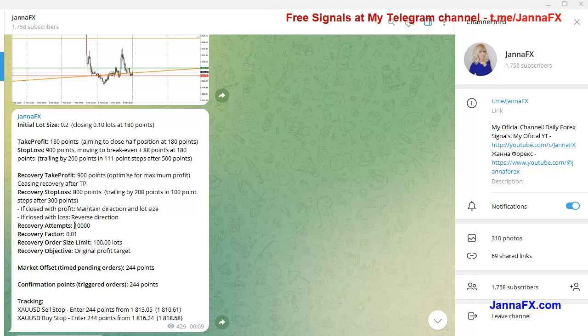Recovery attempts is how many times you want it to be recovered. I put a bigger number because it can do as many recoveries as it wants. Because even when it closes a few positions with profit, when it opens a new one, it still counts as a recovery attempt. It could be quite a lot. That's why I keep it this way.